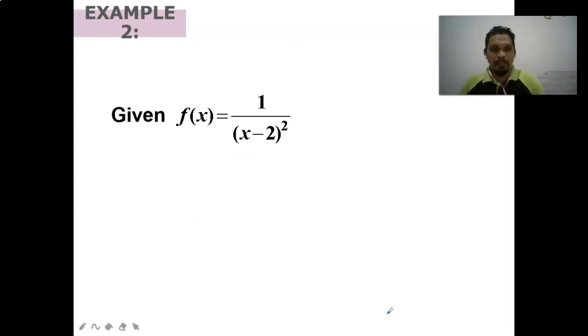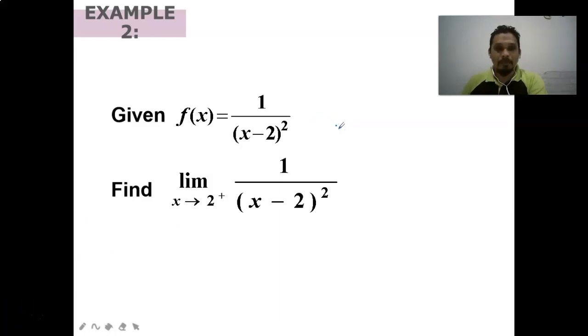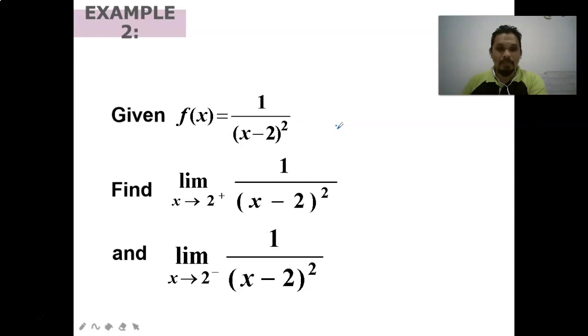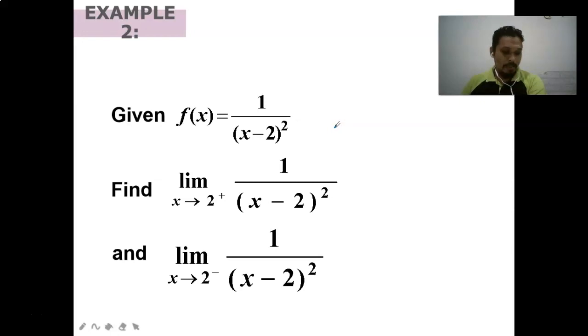Now, given f(x) equal to 1 over (x minus 2) squared. Find the limit as x approaches 2 from the right side, and the limit as x approaches 2 from the left side. For this one, just imagine x approaching 2 from the right side and approaching 2 from the left side.